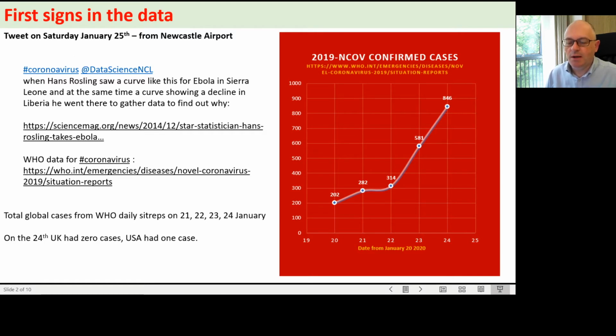Initially in January, I was at Newcastle Airport looking at the first signs in the data from WHO. They had daily sit reps from the 21st to the 24th, and I plotted this graph which I tweeted out to our students on the data science MSc, saying that a previous curve like this had been seen for Sierra Leone and Ebola, while a decline was happening in Liberia. Hans Rosling, both a health and visualization expert, flew to Liberia to find out why. At that time the UK had no cases and the USA had one case.